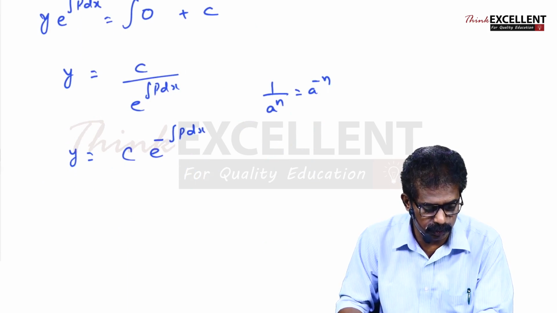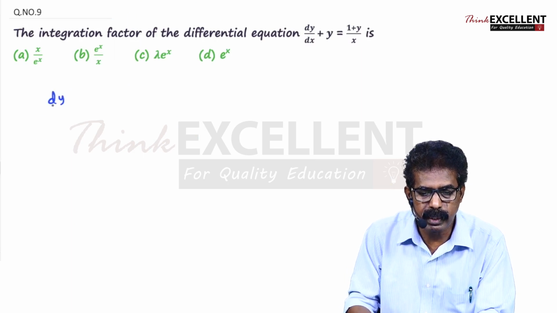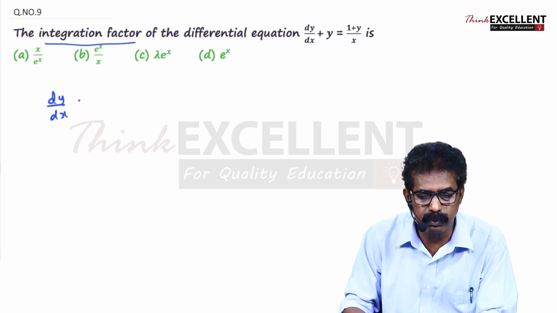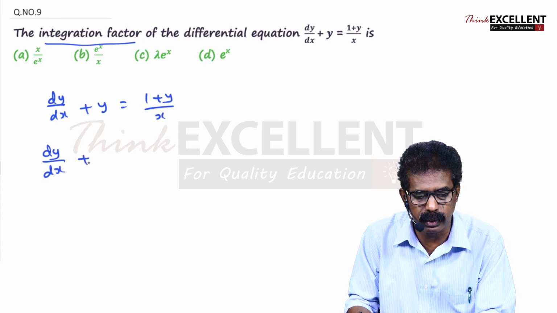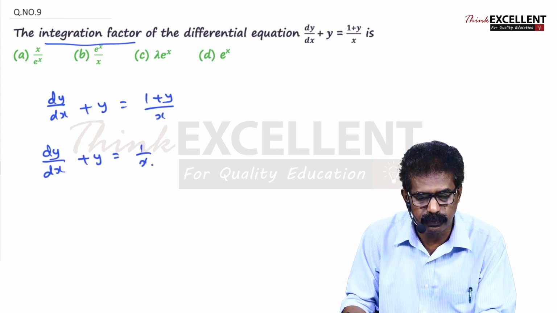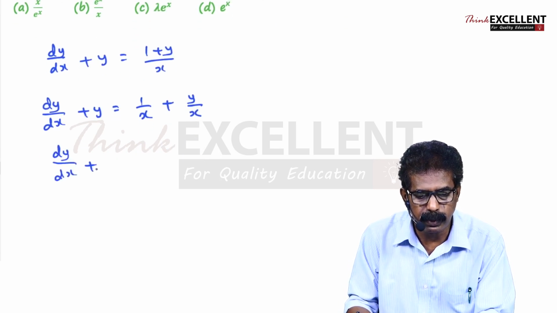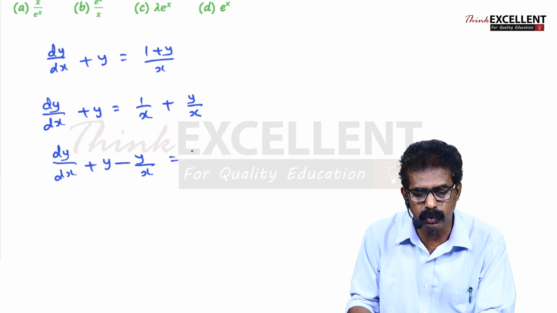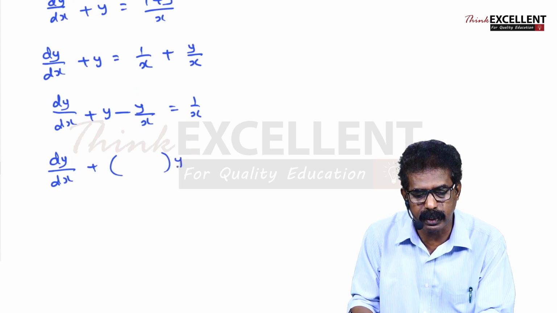Now let's move on to the 9th question. Listen carefully. To find the integrating factor, first bring it into linear form. dy by dx plus y equal to 1 plus y by x. Split into 2: 1 by x plus y by x. Group the y terms here. So dy by dx plus y minus y by x equal to 1 by x. So dy by dx plus py, taking y outside, you will get 1 minus 1 by x.